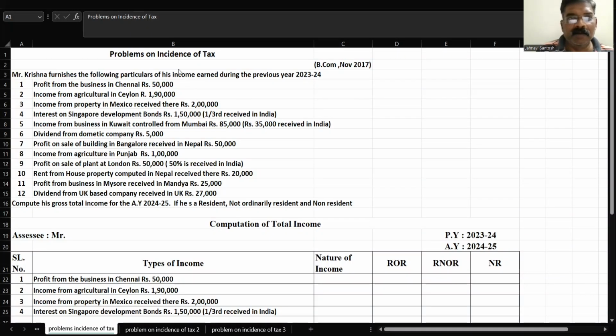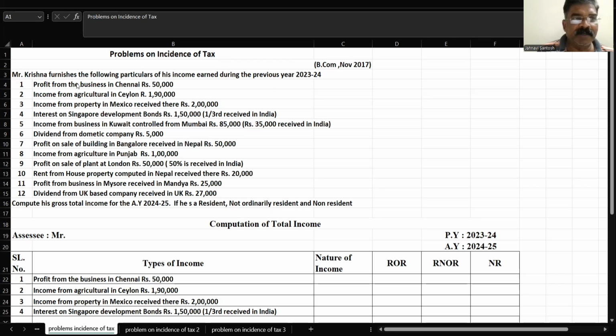Hi children, today we are going to solve the examination problem from the chapter Incidence of Tax. Basically, this problem appeared in November 2017 and belongs to Section C, which carries around 12 marks. First, I'll read the problem, children. Later on, we'll solve accordingly.